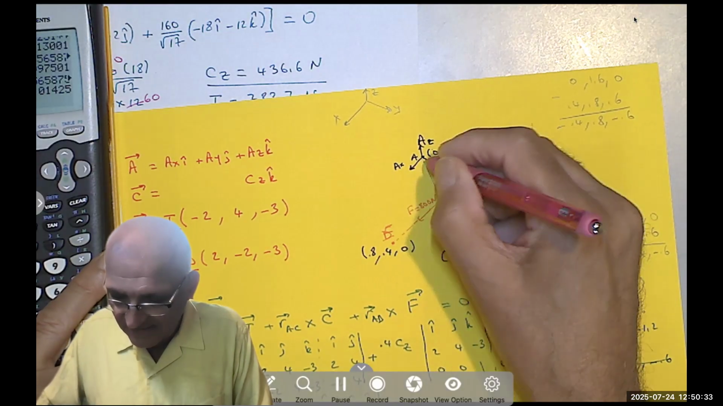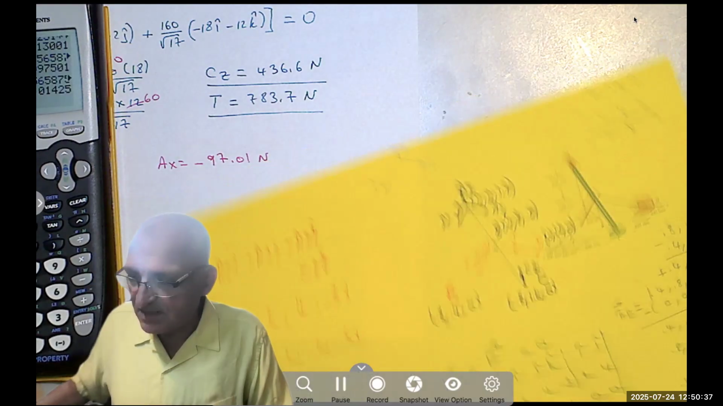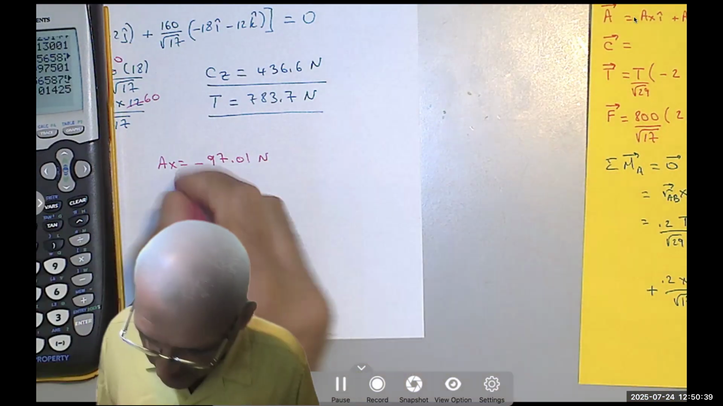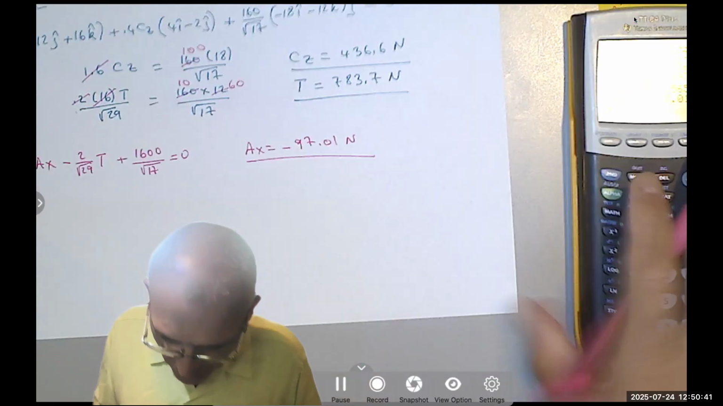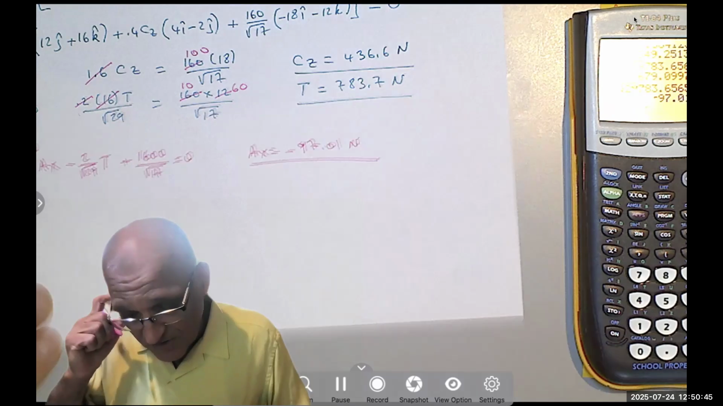What the meaning of negative is that Ax is going in the negative direction. It's not like that. You don't need to write it, you don't need to correct it here because you already have it there. Then you do the summation of the forces in the y direction and equate it to zero.